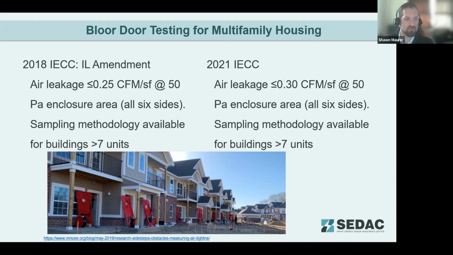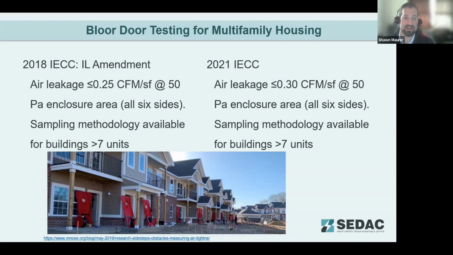Something important to note there is that for each unit that fails, you have to test an additional 2 units. So if you have a unit that doesn't meet those air leakage requirements, you will have to test additional units after corrective actions are taken to ensure that all units in general are going to meet that air leakage requirement.